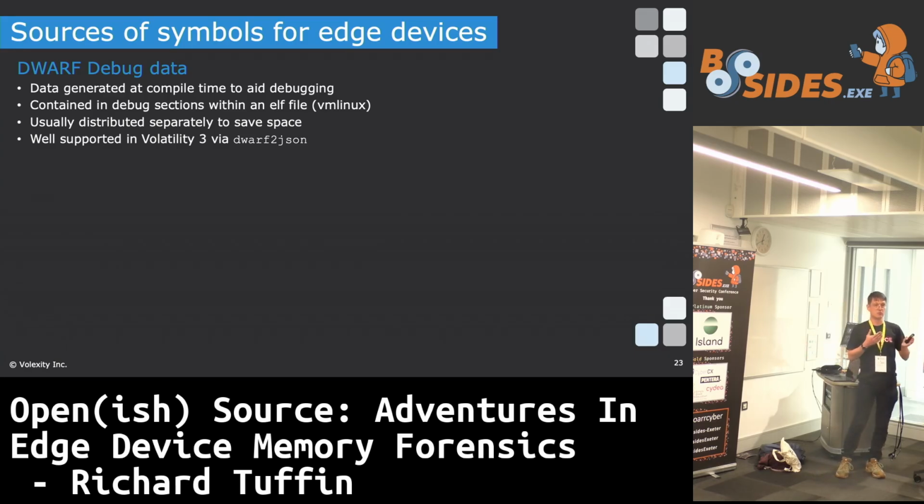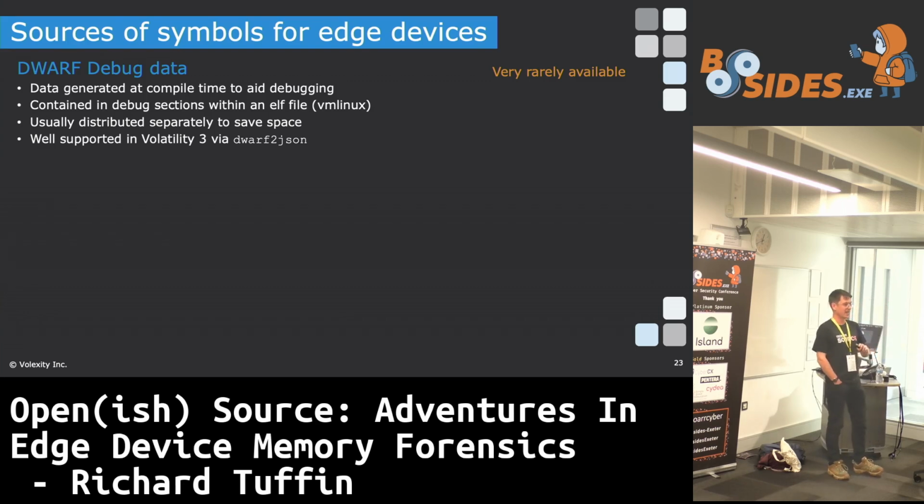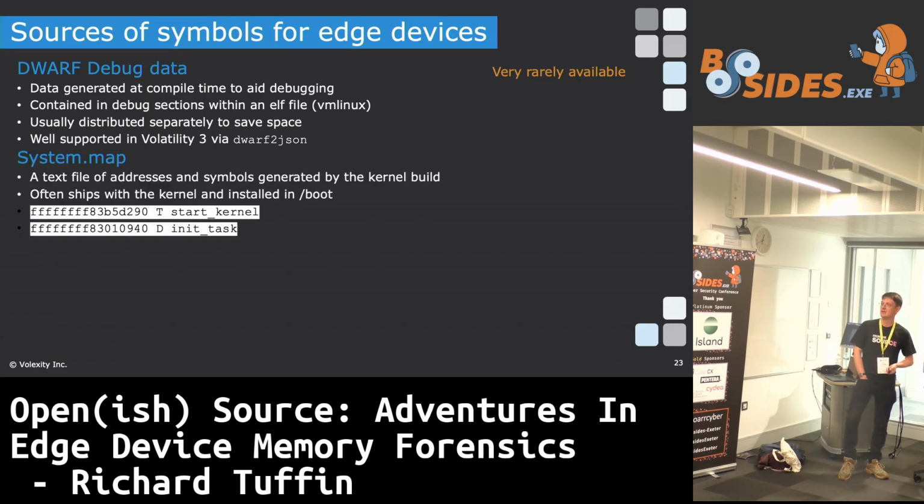So most vendors won't ship that with the actual kernel that you boot. They put it in a separate set of files. And for normal Linux distributions, you can download that file separately and then you've got all that information. You can use dwarf2JSON, use Volatility 3, life is good. You very rarely get these for edge devices. Vendors are very, very reluctant to give these to you because they perceive it as their proprietary information. It gives you lots of understanding about how their device works. Yeah, they don't like showing them.